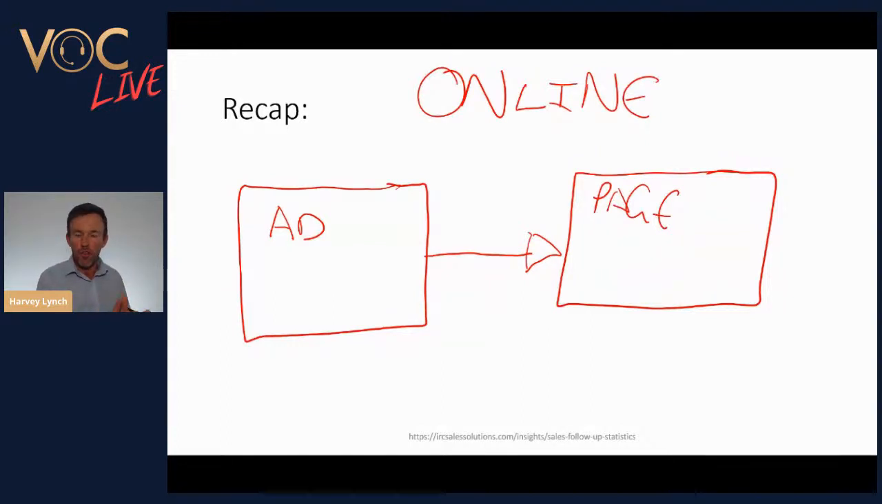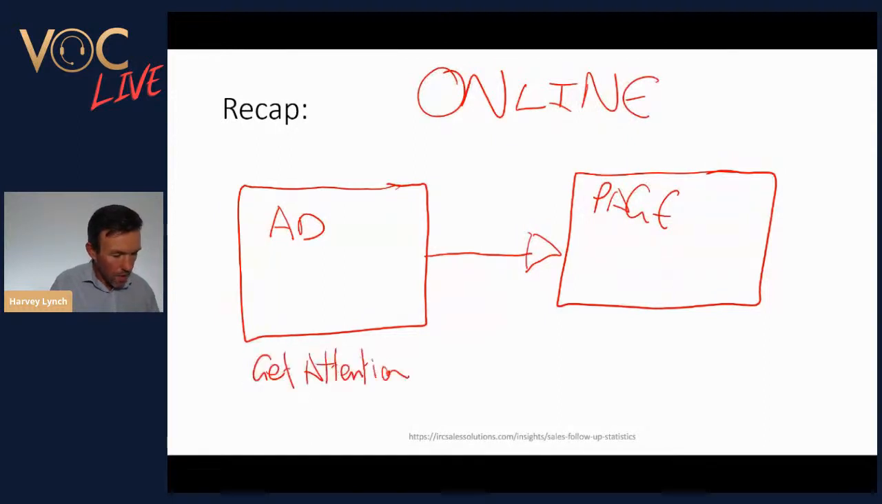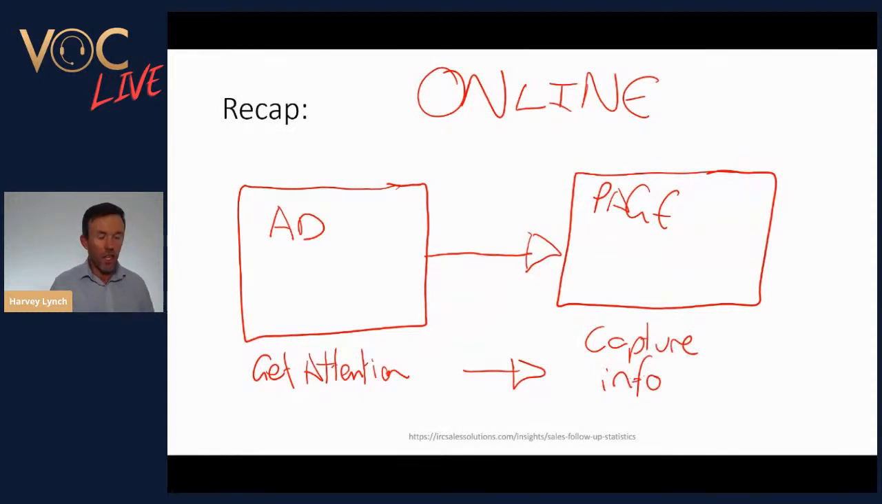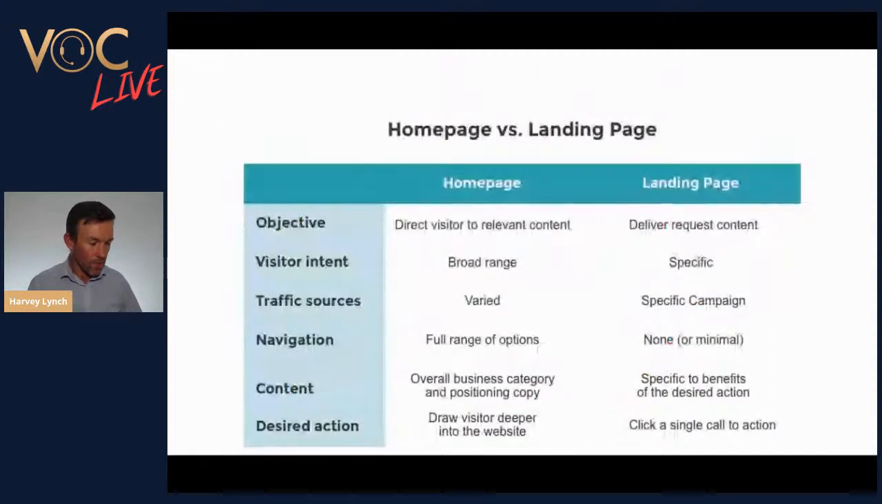So we've capped off the first step of our lead generation, which is to get attention via an ad, right? This is our attention space here. And now we drive to where we capture info, our second step. Tonight is about the second step, and then we follow on to the third step shortly. So let's have a look at what the difference is between driving traffic to either a website or a landing page.